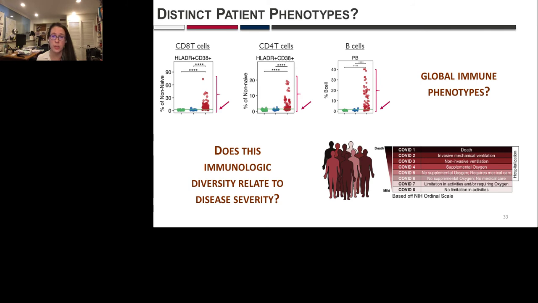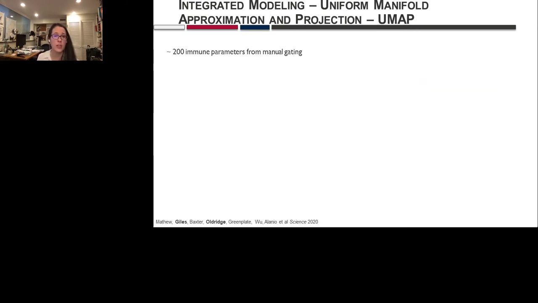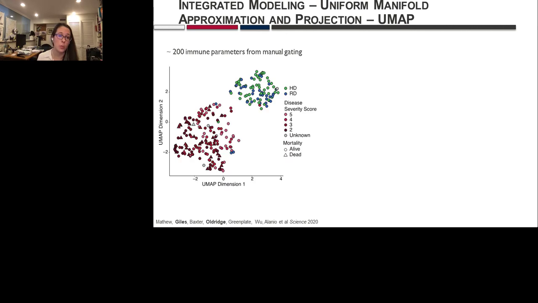So in order to answer some of these global questions, we needed a way to take all of those hundreds of various manually gated immune populations and integrate and analyze them at the same time. And so the method we chose to accomplish that was called uniform manifold approximation and projection. Most of you probably know this as UMAP. So here we are able to take our approximately 200 immune features from those individual manual gating strategies and put them into the one singular two-dimensional space.